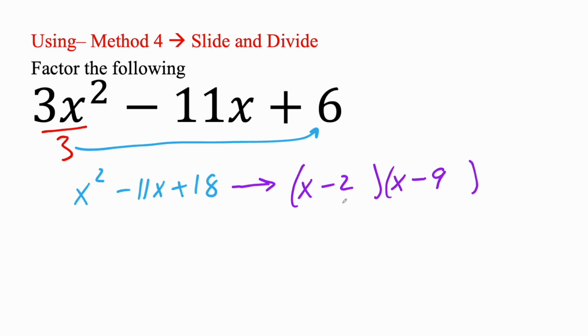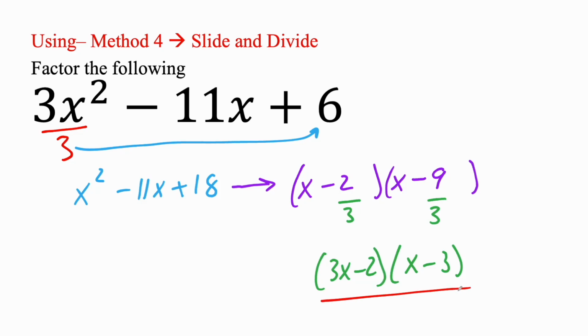So what I'm going to do is divide by 3, divide by 3. Now, if I can divide the number by 3 and I get a nice whole number, then I keep it. Meaning, I'm going to say x minus 3, because negative 9 divided by 3 is a nice whole number, you get negative 3. Now this piece, you get a fraction. And so what we do now is take x and multiply it by 3. And so we're going to get 3x minus 2. And so this right here is our final answer.